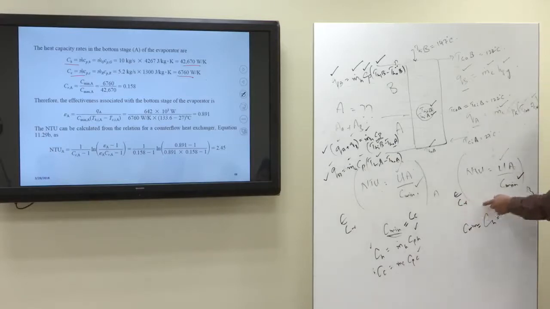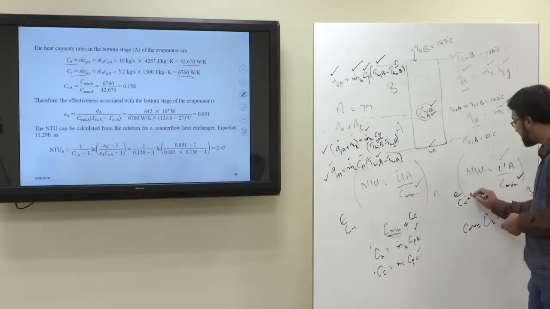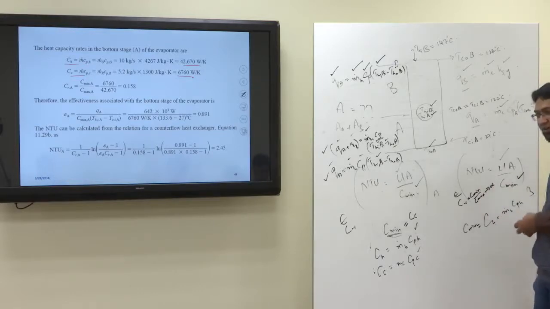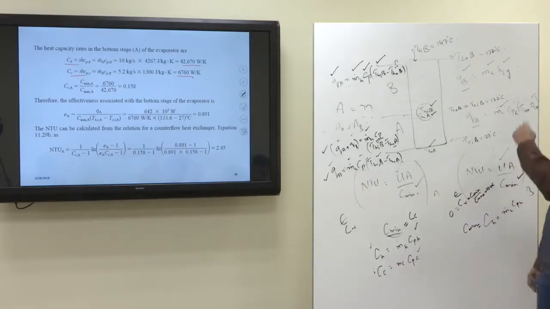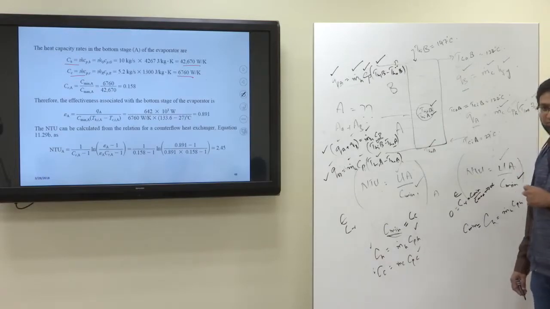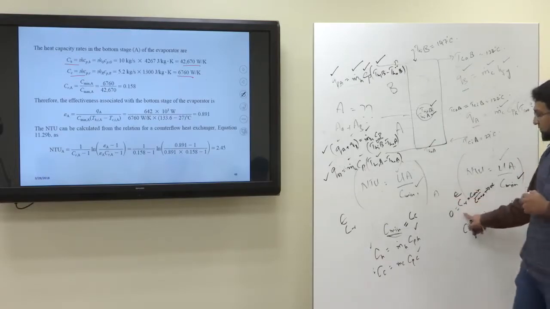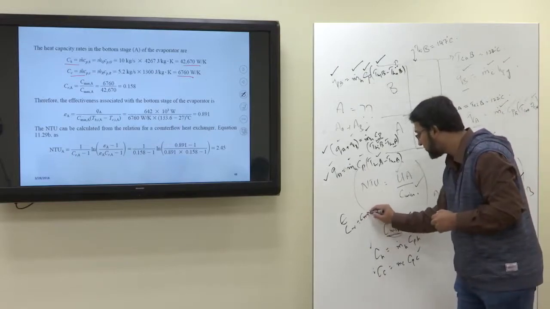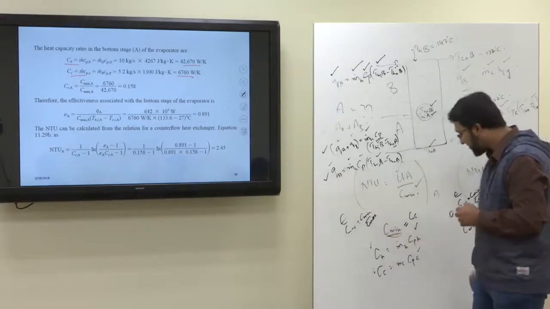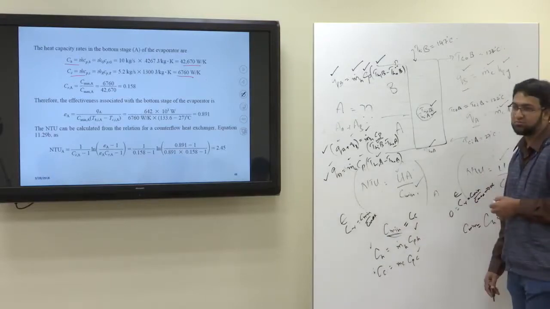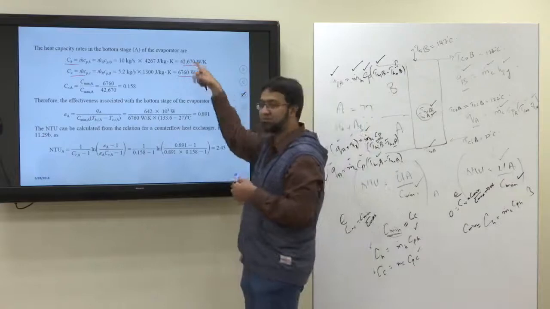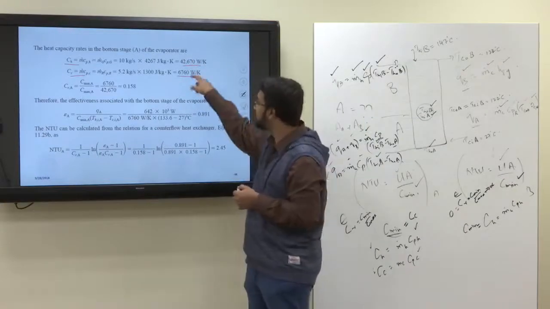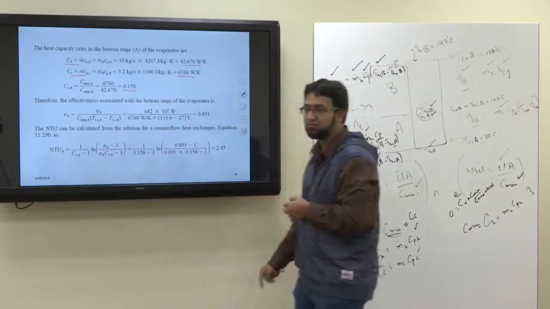What about CR here, section B? It will be 0, because CR is C min over C max, where C max here approaches infinity, so CR will be 0. And if it is 0, then you know which formula you have to use. Let's discuss this one here. Here it will be C min over C max, and you know what C min is and what C max is. This is C min, this is C max, so this divided by this. So you know what CR is.